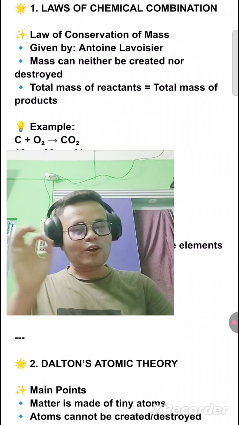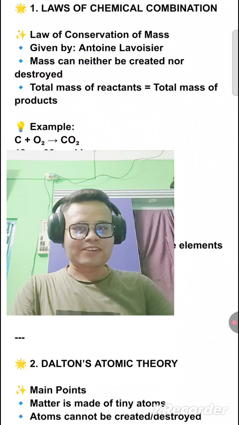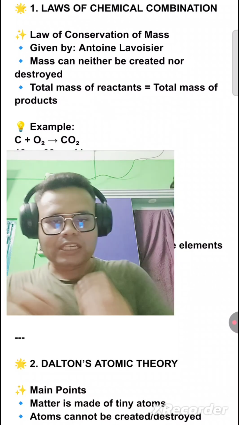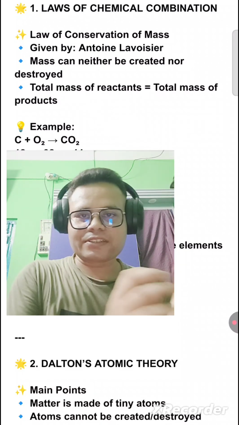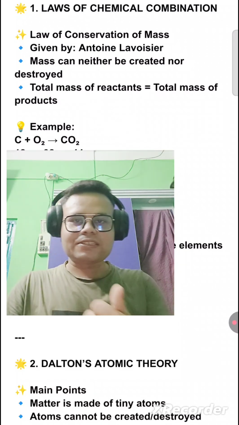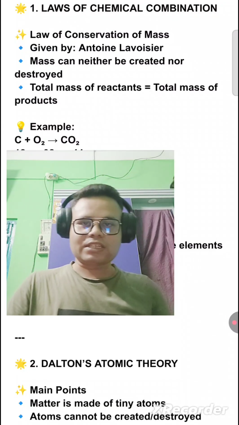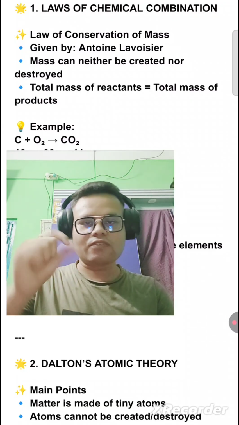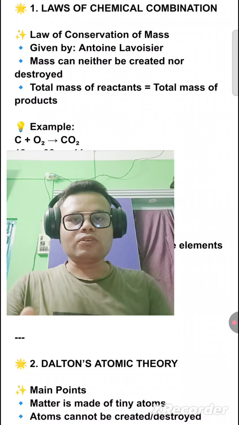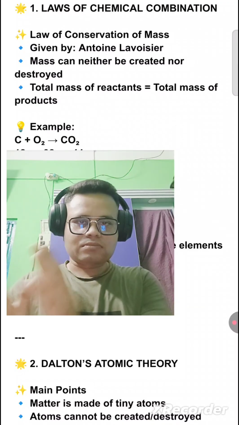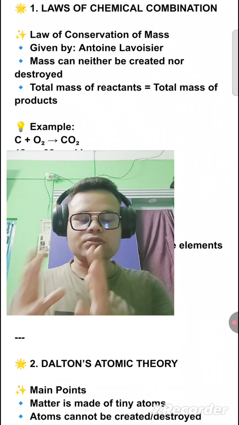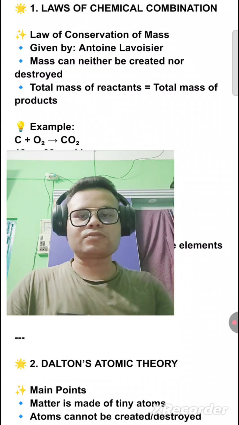So what do we mean by the law of conservation of mass? It was given by Antoine Lavoisier. Mass can neither be created nor be destroyed. So the total mass of the reactants equals the total mass of the products. So both are directly proportional to each other.